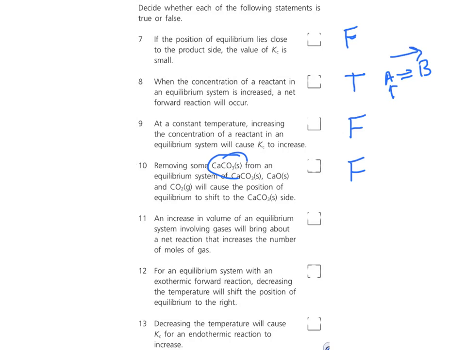An increase in volume of an equilibrium system involving gases brings about a reaction that will increase the moles of gas. If you increase the volume, you will decrease the total pressure in the container. The system will respond by trying to raise that pressure, and to do that, it'll make some more gas. So yes, it'll increase the moles of gas as a result.